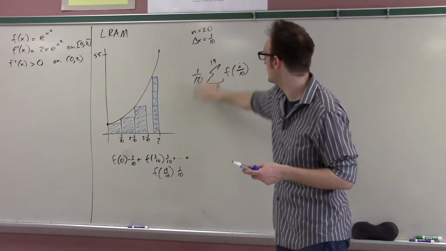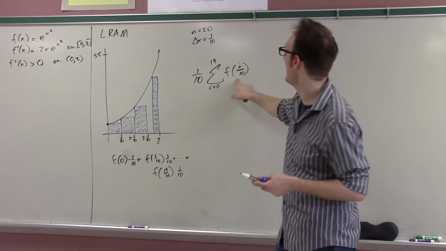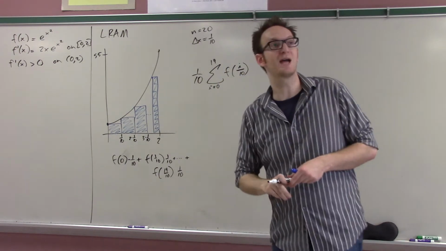Right? And then the last one, intuitively speaking, the height of the last rectangle should be whatever f of 1.9 is, and that works out perfectly. Okay, so I think we're ready to go.